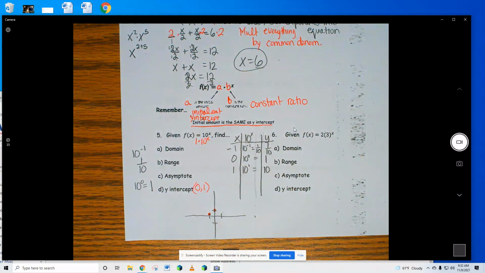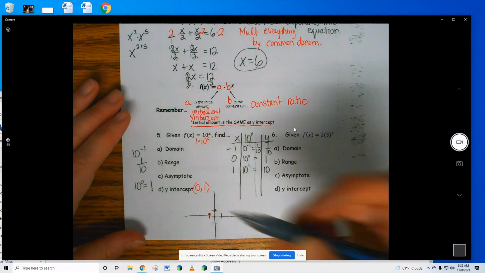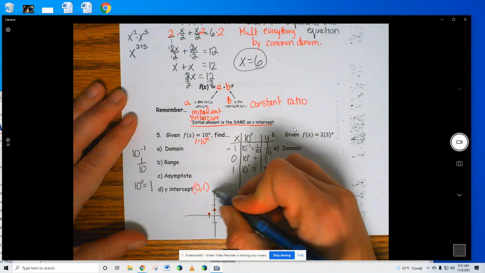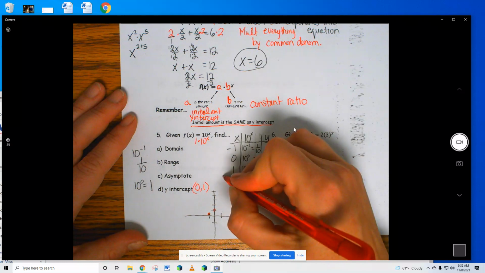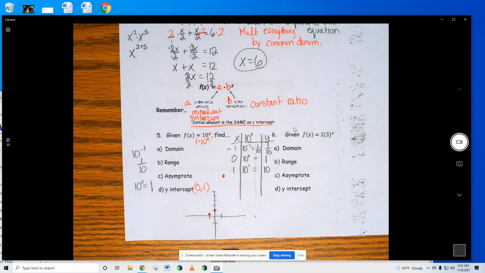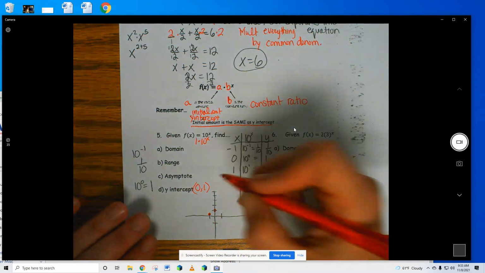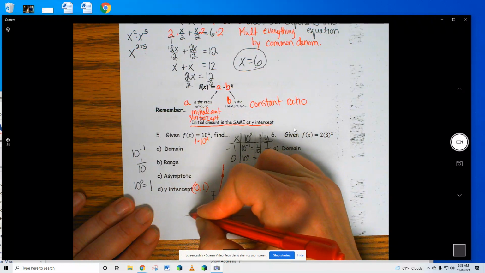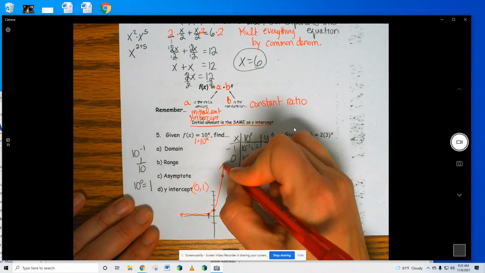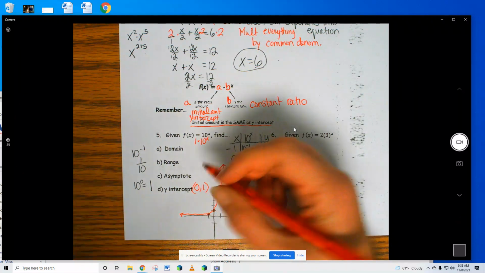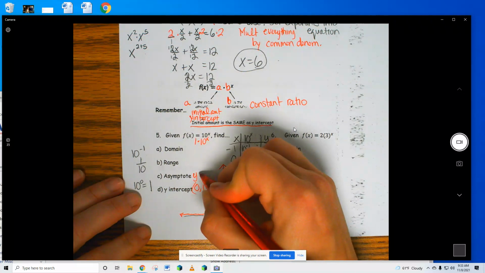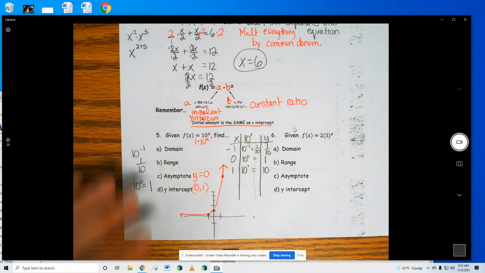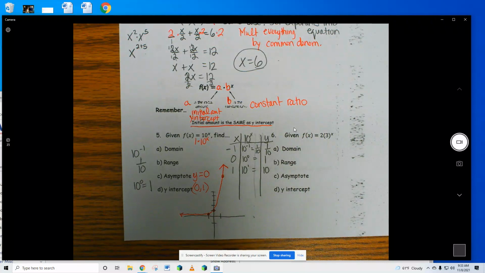And then 1, 10. I don't even have 10 spaces to go up. Whatever, just make it high. Over 1, up 10. Remember, it gets super close to the x-axis, to the asymptote. The asymptote is y equals 0. Super close to the asymptote, but doesn't touch it.